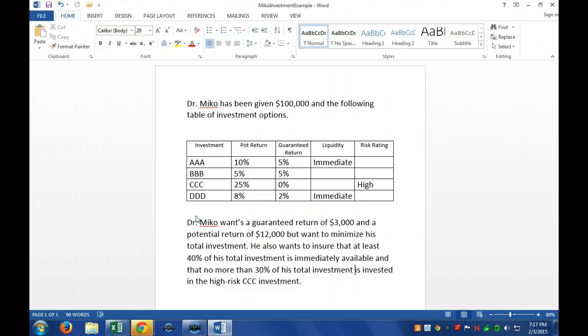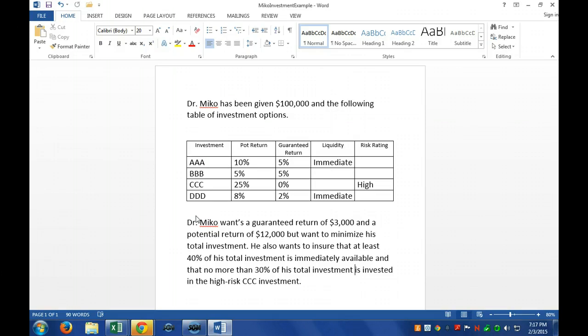Subject to: right now, if this was the problem, I'd say don't invest anything, and I minimize. But I want a guaranteed return of $3,000 and a potential return of 12 grand. Those say I'm requiring something that I have to have, so those are going to go down in my subject-to constraint area. So a guaranteed return of 3,000 means greater than or equal to 3 grand.